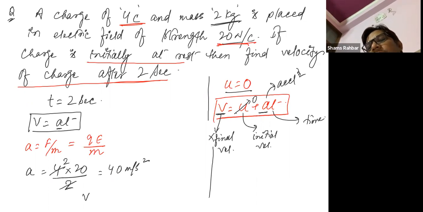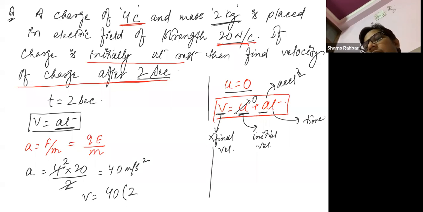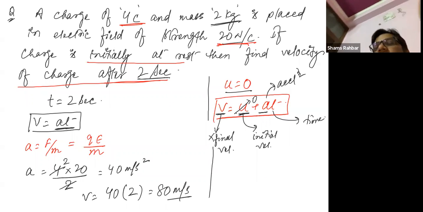So what will be the velocity? Velocity will be only equal to 80 because u is 0, a is 40, and we are supposed to calculate the velocity after 2 seconds. So this will be 80 meter per second. Yes, Sonam Wangmo, your answer was absolutely correct.